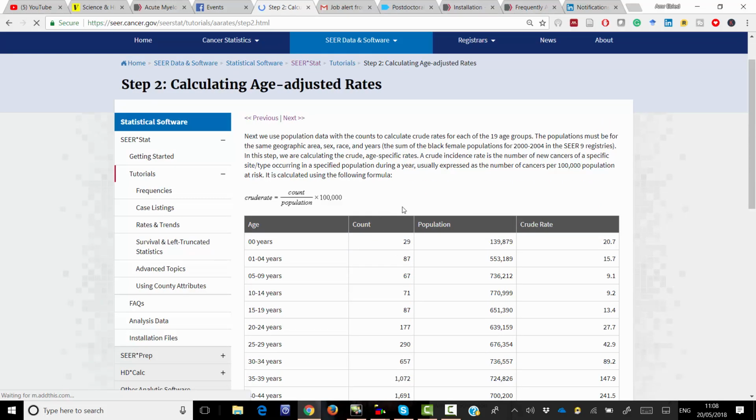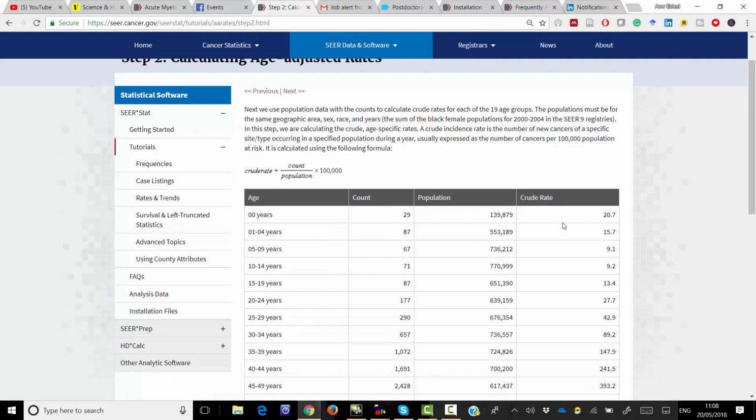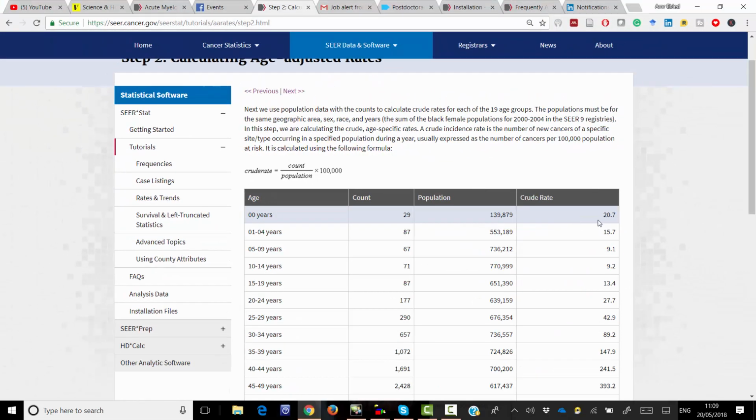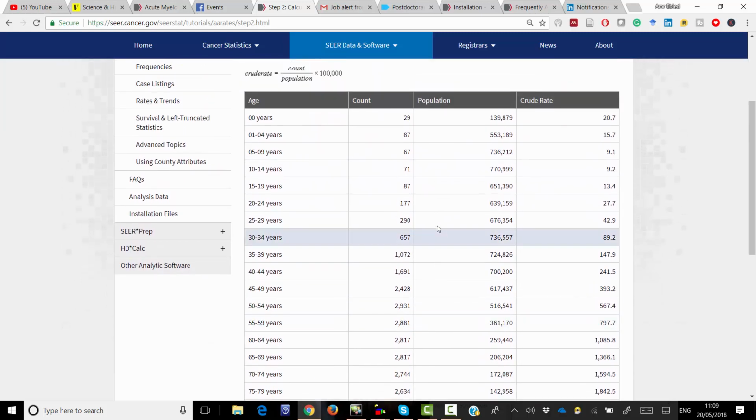they will show you the population, and they will show you the crude rate, which is this count divided by this population times 100,000 patients. They are showing it here in this formula. So the crude rate is the count over the population multiplied by 100,000 patients. And that crude rate will be 20.7 cases per 100,000 patients. You can scroll down and check the calculations yourself. So this is how we get the crude rate.